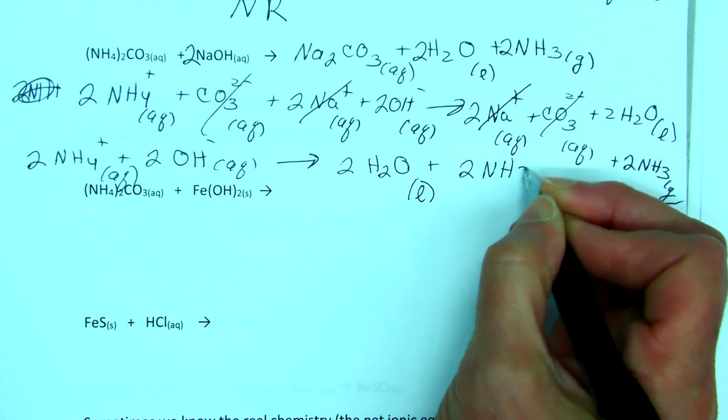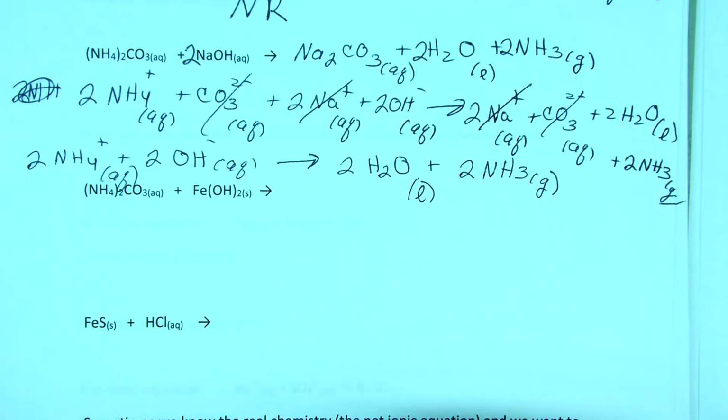So now you look at this and you say, well, there's the real chemistry. I have ammonium ions from any source plus hydroxide ions. I make water and ammonia gas. Okay, let's look at the next one.